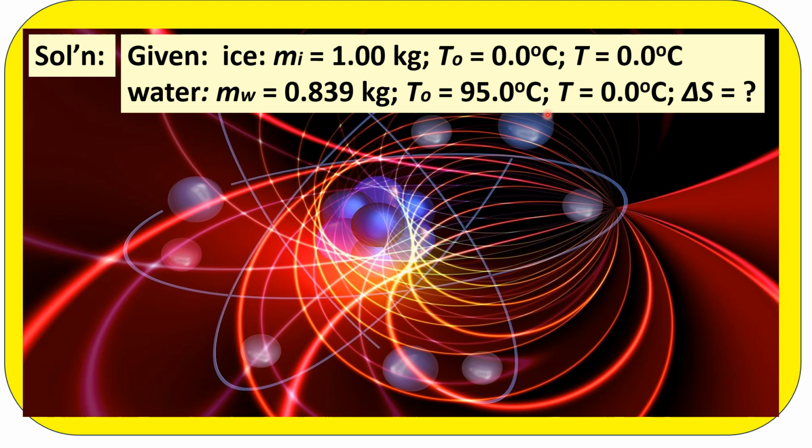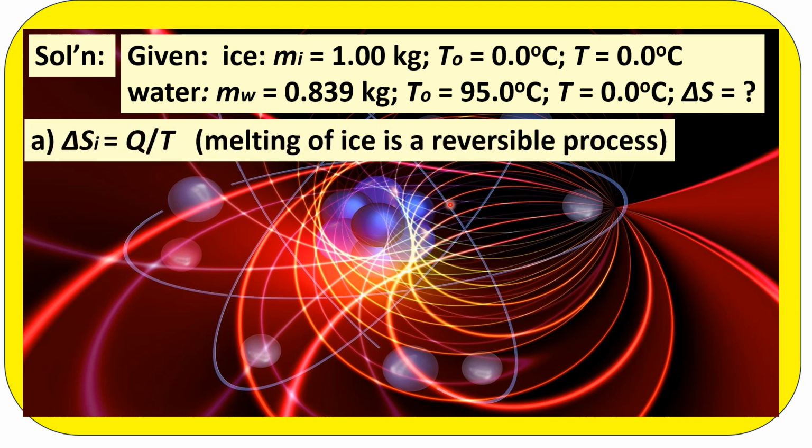So when the water cools down from 95.0 degrees Celsius to 0.0 degrees Celsius, this is the temperature when the water and the ice are what we call in thermal equilibrium. All right? So our target variable is the delta S, or the change in entropy for each substance, the ice as well as the water.